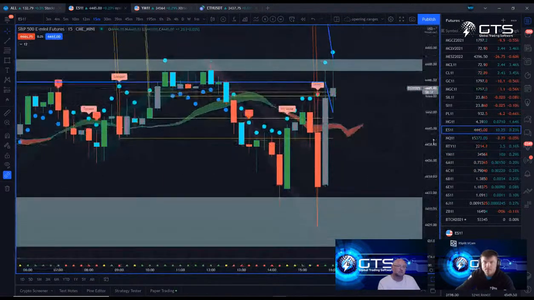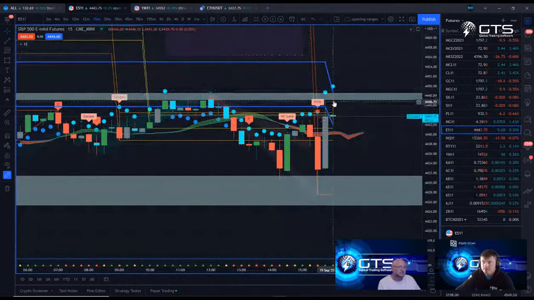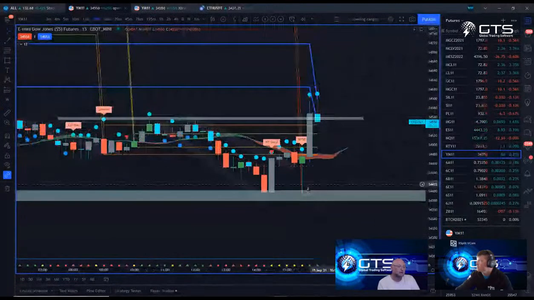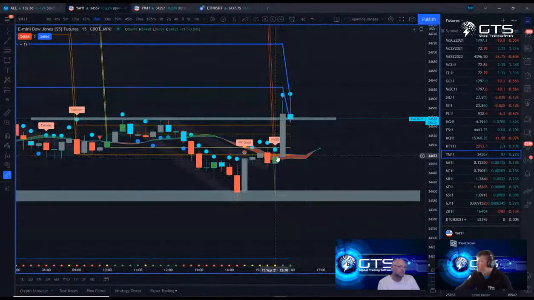Look at ES. What's ES got? It's got too much resistance up above that opening range. That's where the opening range candle is at 4443.50. The only one out of the 4 with any fresh air and a good candle rejecting off that support for that trade was YM.